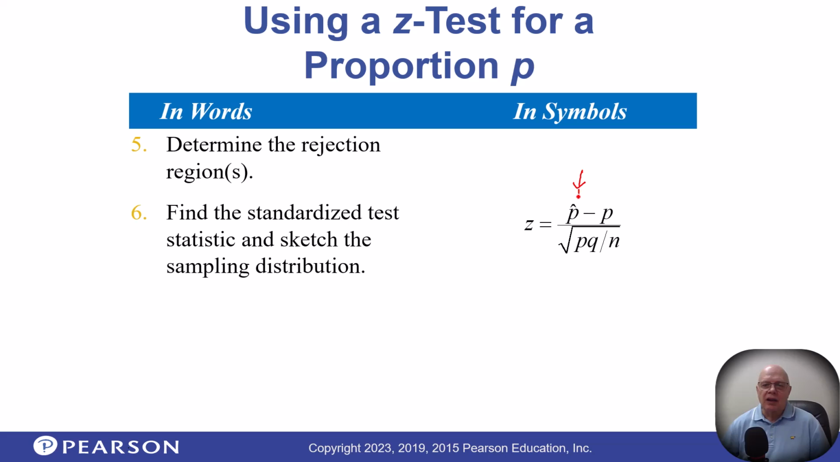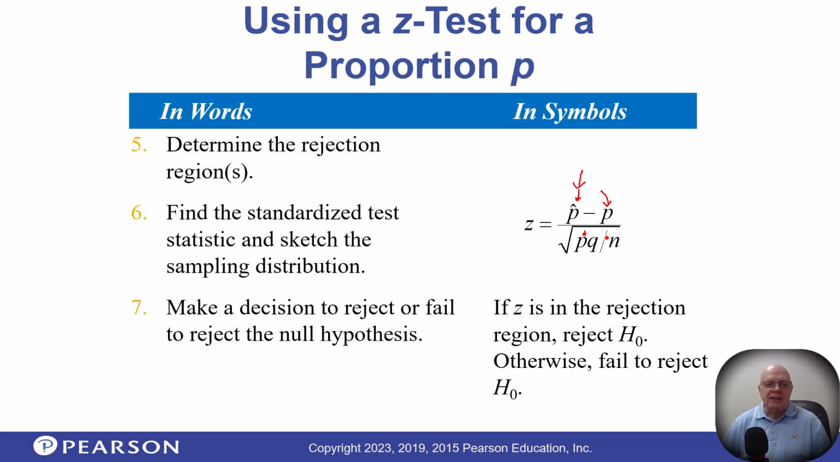There's our sample value. Here's the value we're comparing it against. p is the proportion, same as up here. q is 1 minus p. And remember, this is divided by n, the sample size, and then square root. Your calculator will do all this for you, though.